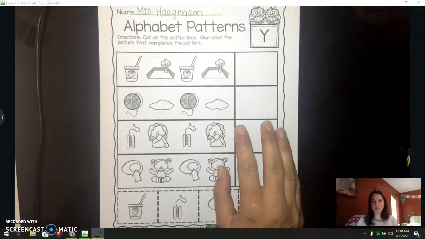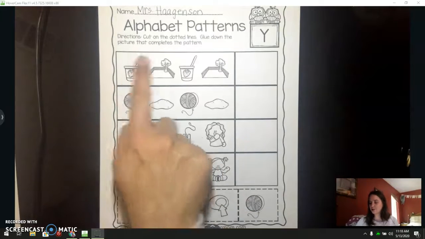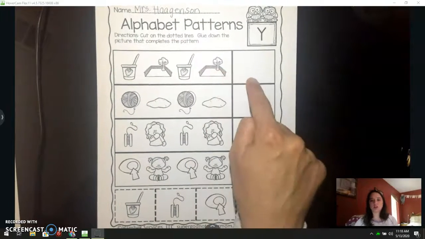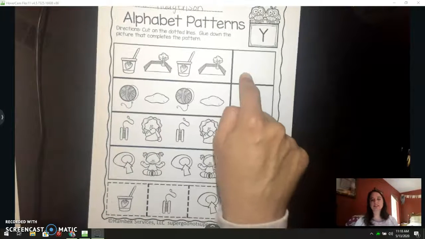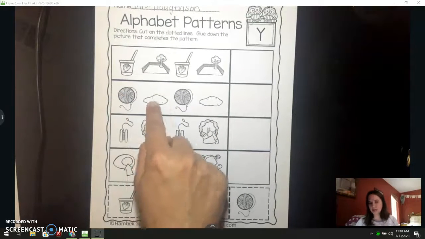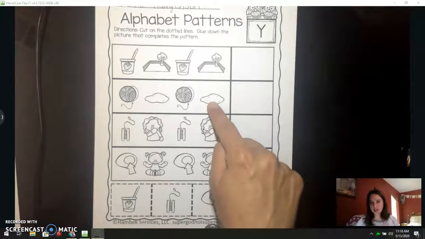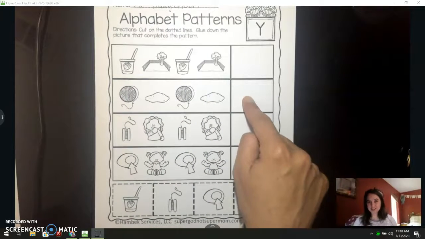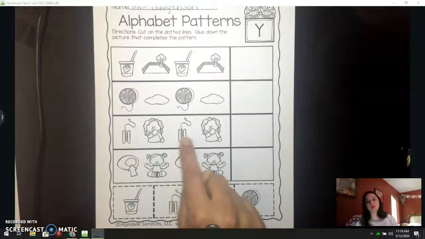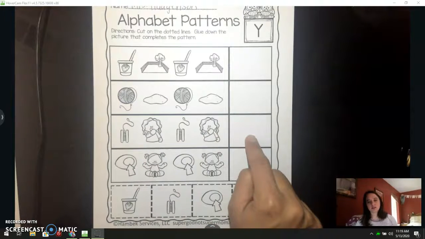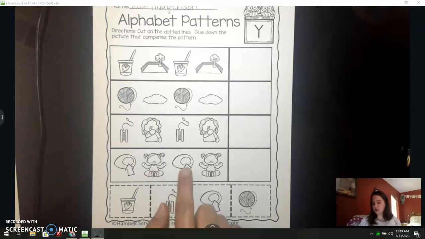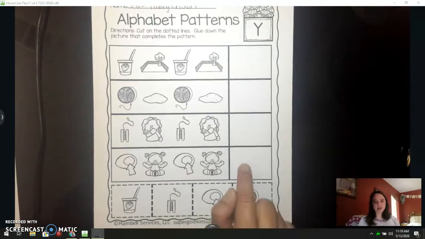Remember, patterns repeat like a song. Yogurt, yard, yogurt, yard. What comes next? Yes, yogurt. Yarn, yam, yarn, yam. Yo-yo, yawn, yo-yo, yawn. Good. Yoke, yoga, yoke, yoga.